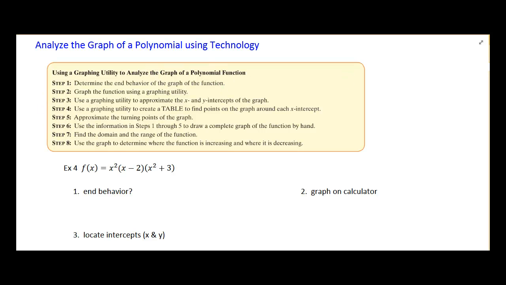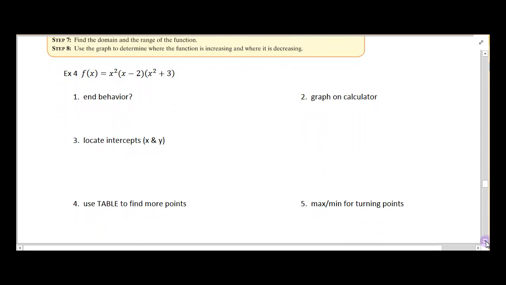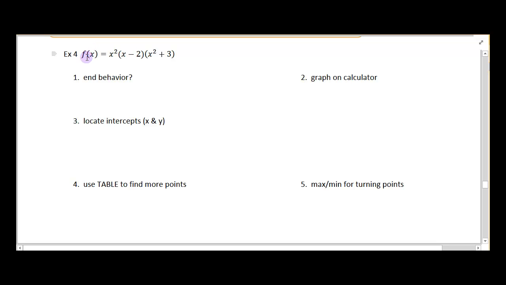So let's just jump right on in, get your calculators out, and let's work on this problem right here, example number 4. So we want to analyze this polynomial function. The first thing we want to do, although we're letting our calculator give us the information about the function, eventually we're going to end up kind of sketching the graph for ourselves. So we're going to get some key information using the calculator and then finally graph it ourselves.